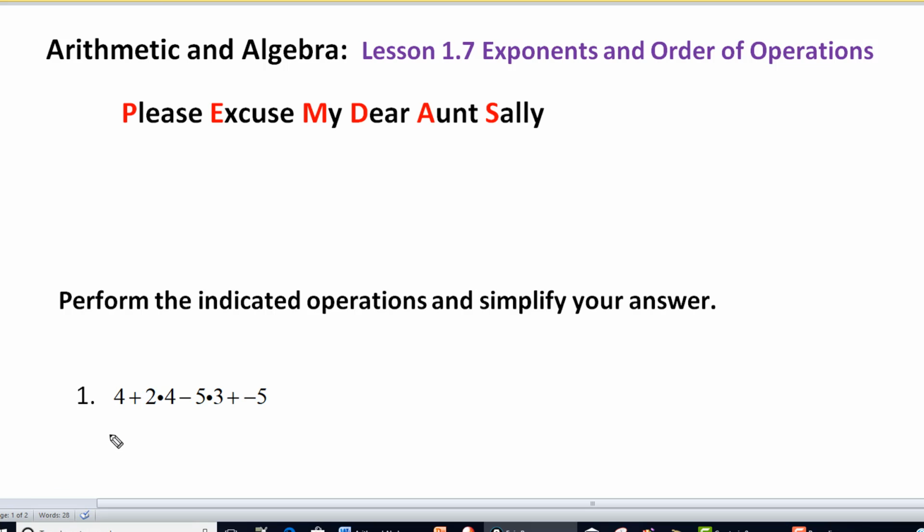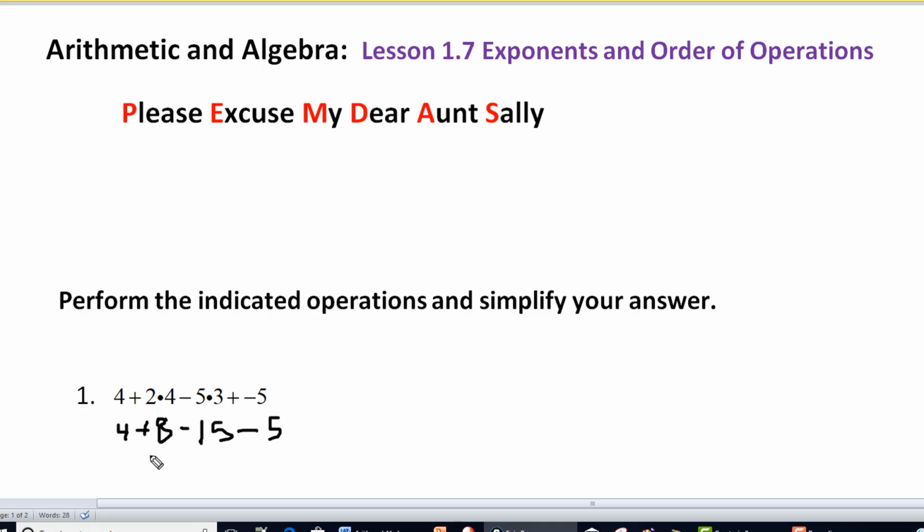But in this case, you simply bring down the 4, plus, and then multiplication. There's no exponential here, so we do the multiplication. That's 2 times 4 is 8. Minus 5 times 3, multiplication, that's 15. Then we have minus 5.